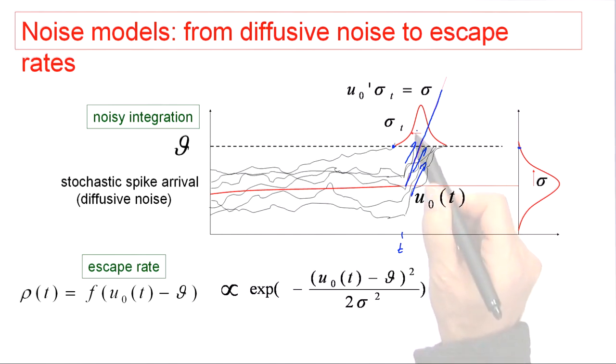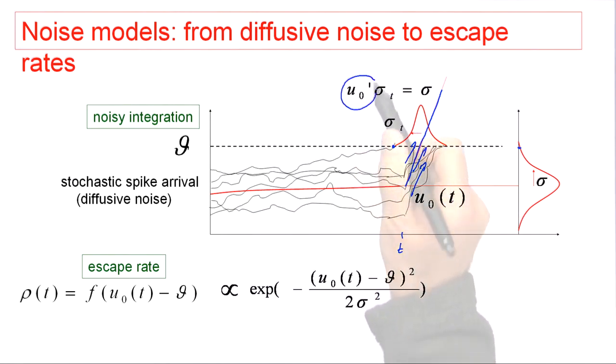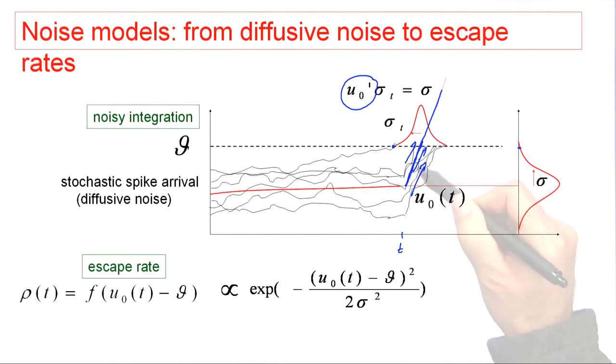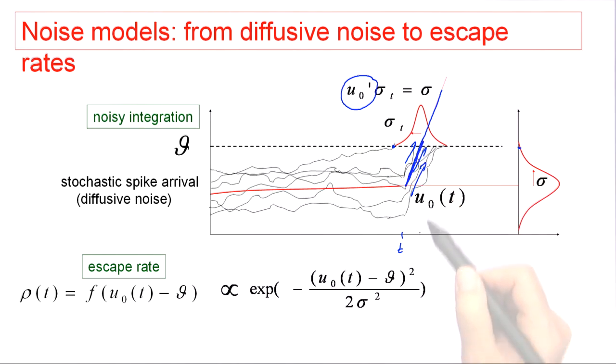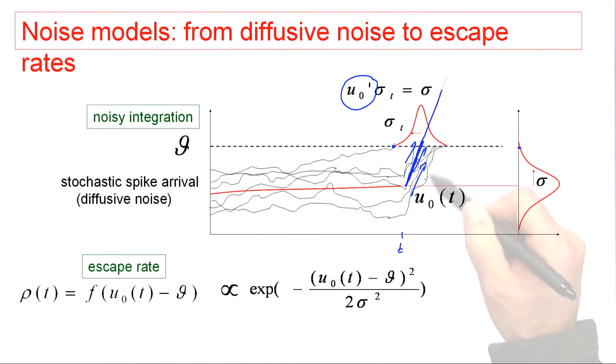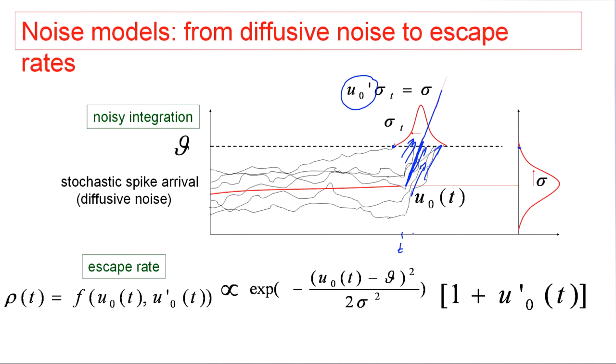Now, the width of this distribution depends on the slope. This is the slope of the reference trajectory. The more input I give, the steeper the slope, the more likely it is that this membrane potential distribution is pushed across the threshold. So we expect that there should be a term that is proportional to the derivative. And this is how we can write this down. And then we have to normalize it in some appropriate fashion. Now this is a heuristic argument.